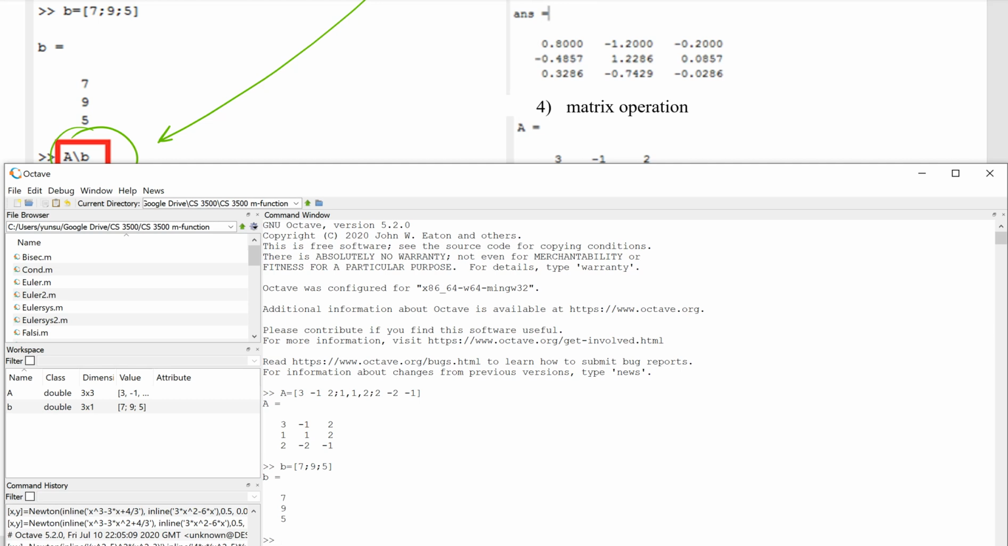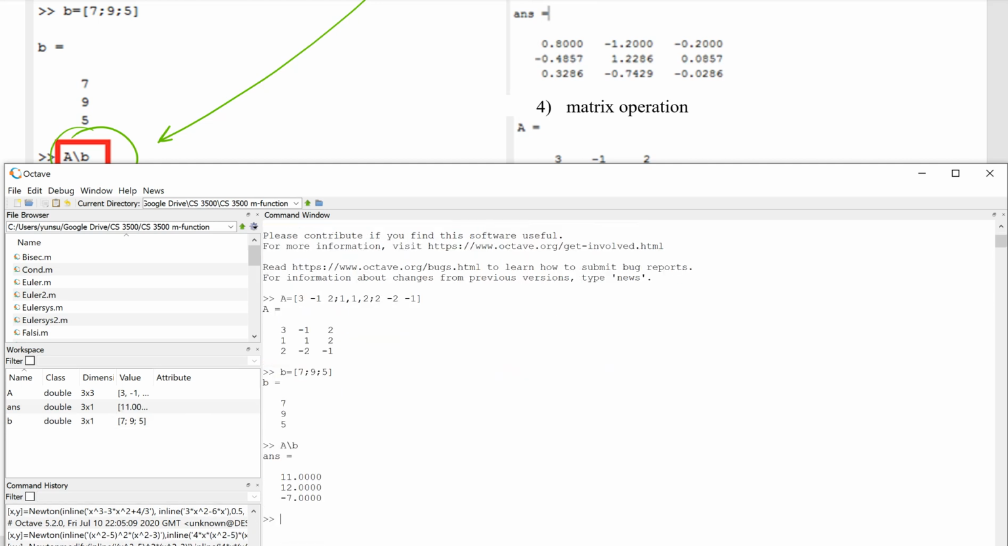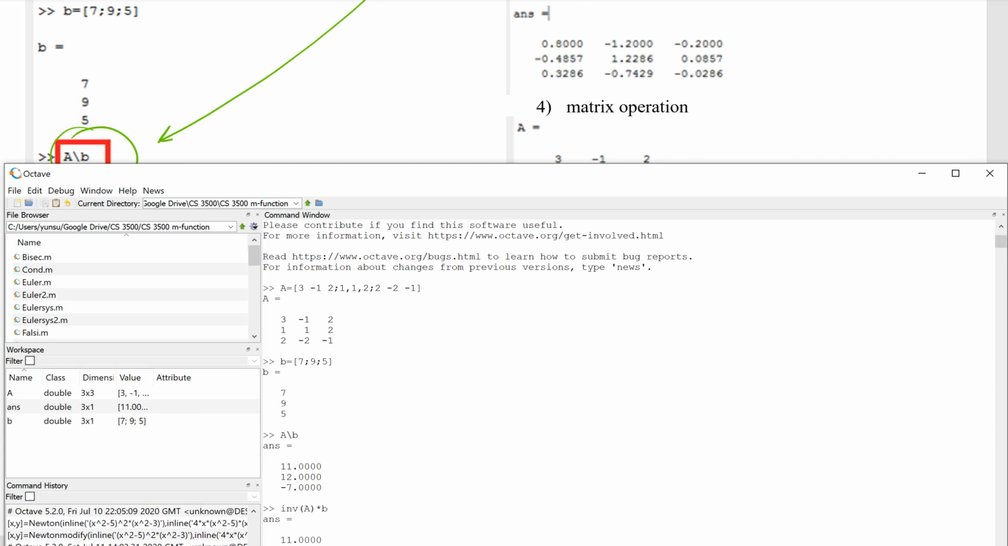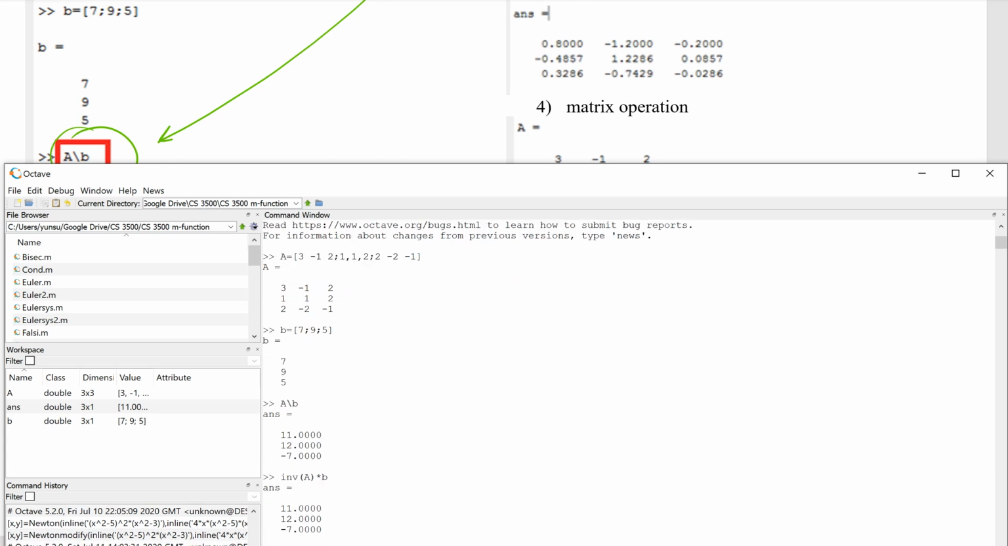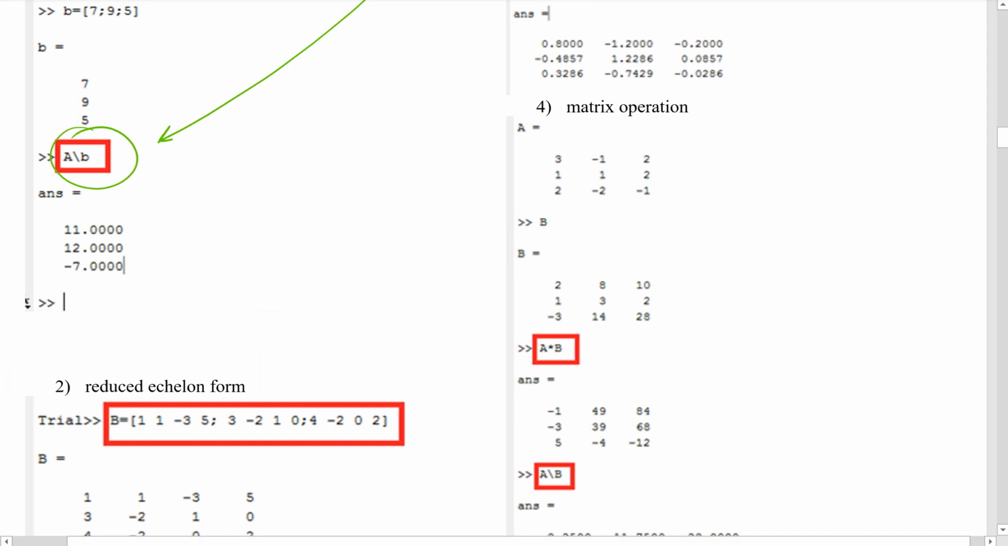See, we get a column vector, and then we just do A slash B. This is the solution. You can also do inverse of A times B, and this will give us the same answer. When you multiply things, don't forget to put an asterisk there. So we can also use inverse of A and then asterisk B. So far so good, everybody?